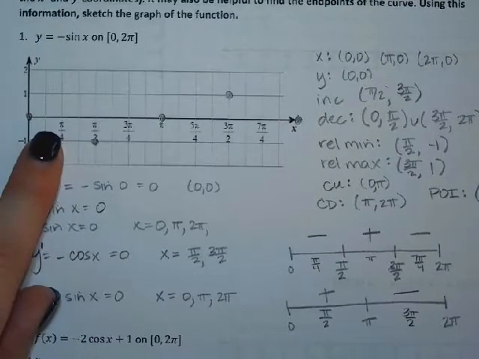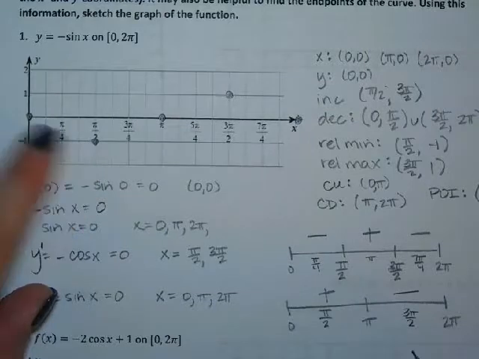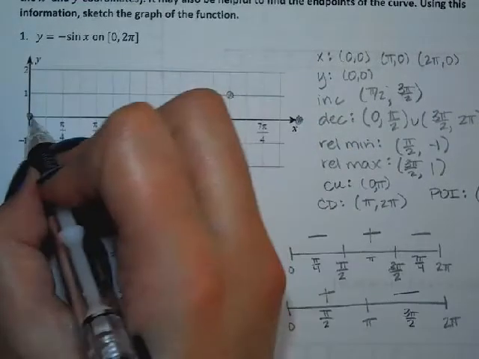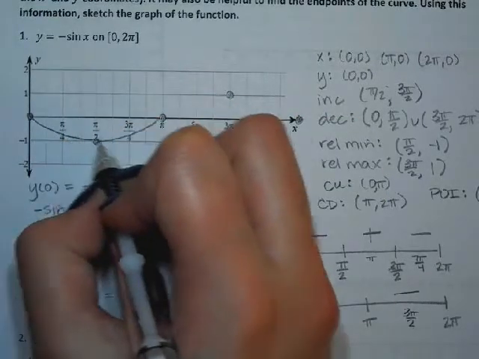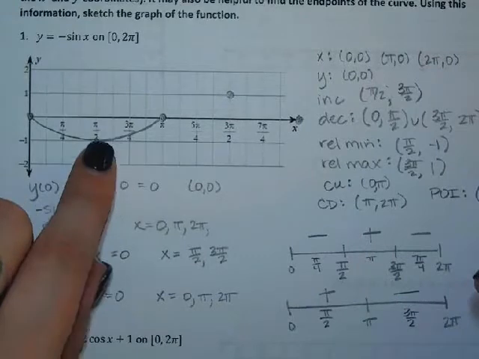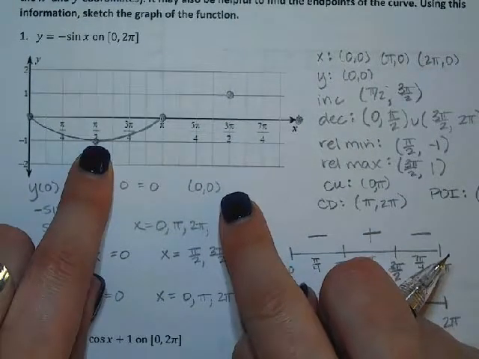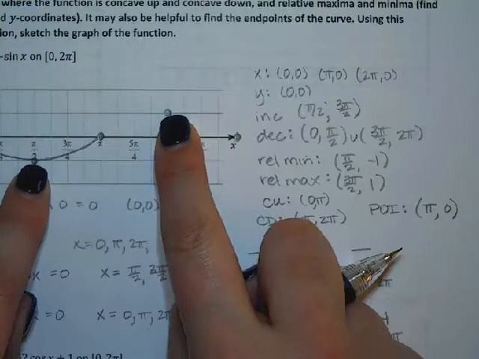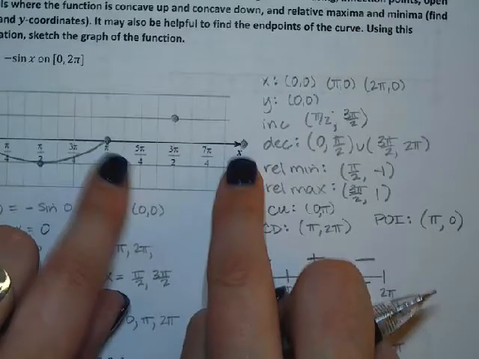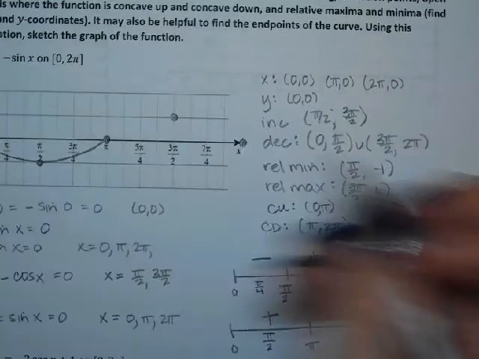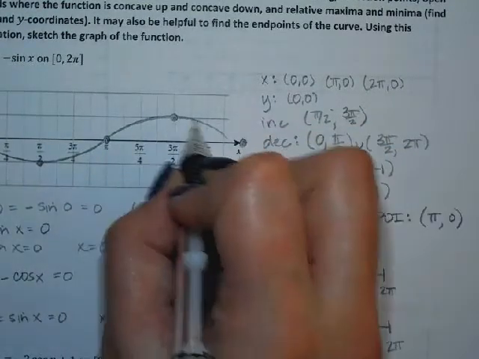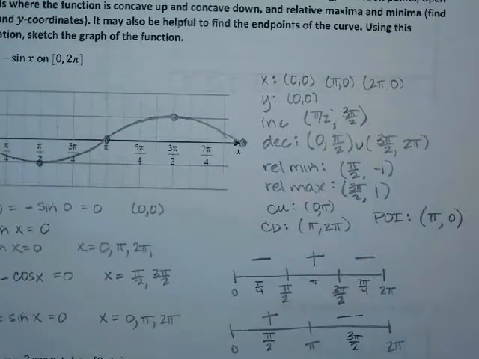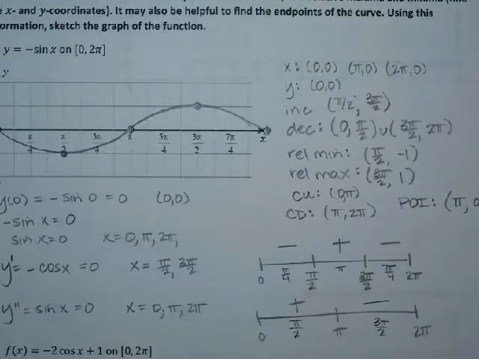Yeah, so it says it's decreasing from 0 to pi halves, and then from 0 to pi, it's concave up. So we know that this is going to be kind of this shape. And then we know from pi halves to 3 pi halves is going to be increasing. So this should be going up. We know that from pi to 2 pi, it should be concave down. And then we knew that from 3 pi halves to 2 pi, it was decreasing. So that fits all the information we had.